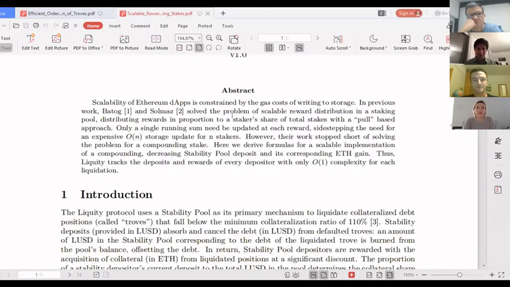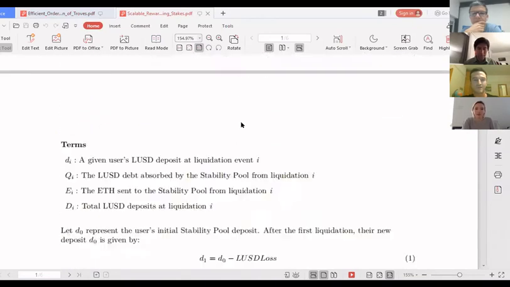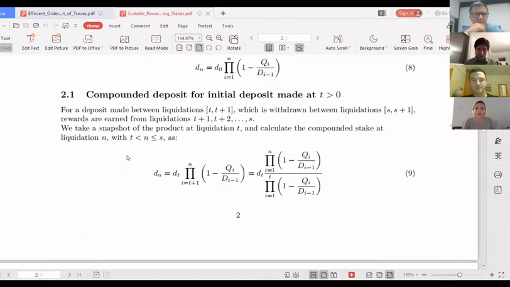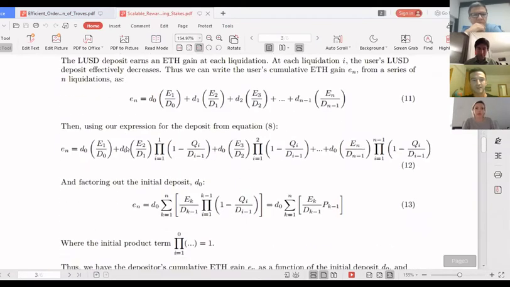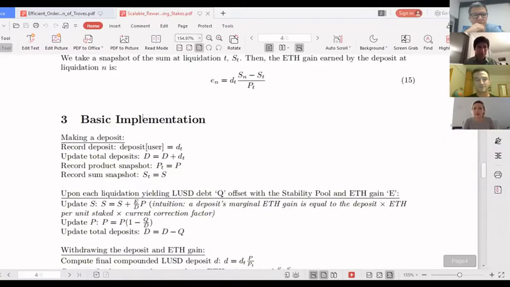And in Liquity, we have this thing that I mentioned before, where there's a compounding decreasing stake in the stability pool as the deposit absorbs debt and it gets rewarded with an ETH gain. So we needed to figure out how to actually do this mathematically and make it scalable. And this paper is all about that. We derive the formula for the compounding deposit here, and then also the corresponding ETH gain for that deposit, which is here.